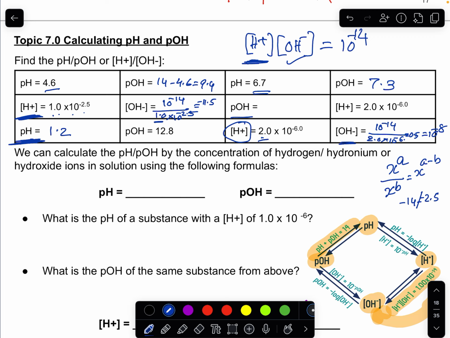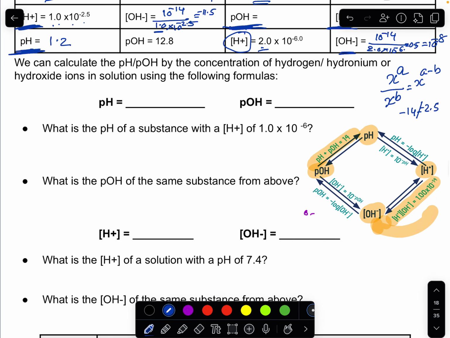For doing this, there are multiple ways. I am going to teach you another equation to do this one. Here H plus is given. You can find the concentration of OH minus first, then find the pOH, like that. But I'm going to teach you another equation. Here, look at this.